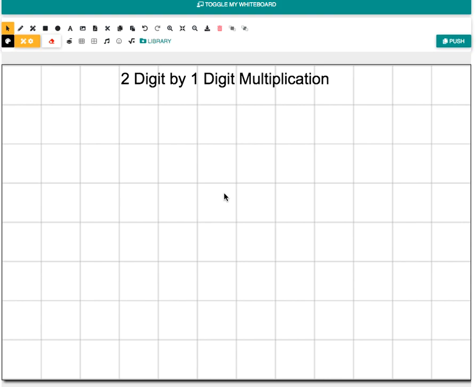So we're going to go over the traditional way, which is most likely how you learned it in school, equal groups, and then repeated addition.